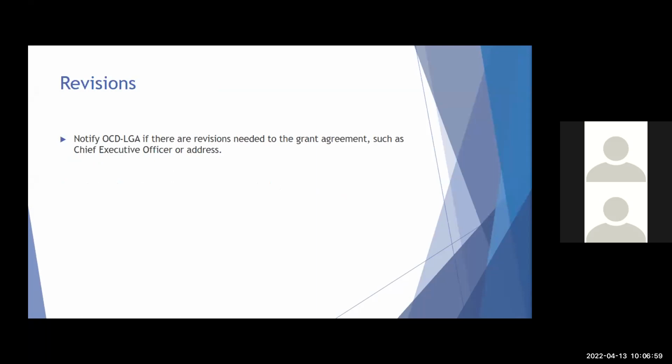Revisions. If you review your grant agreement that you received from us and you find that either your chief executive officer has changed, or perhaps it is a different person that is listed in the grant agreement that you received, or maybe your address is incorrect, please contact us and let us know so that we can get those revisions made and that revised document back to you for your signature.